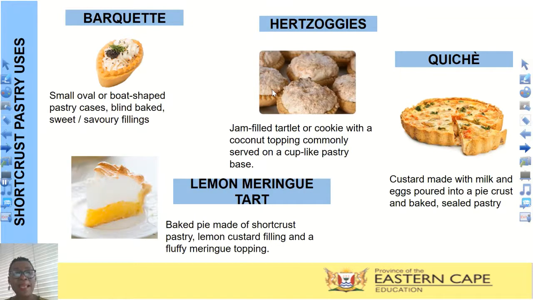Your lemon meringue pie, okay, another commodity that you've probably done in your practical lesson. It is a baked pie that is made out of our short crust pastry. It has got a lemon custard filling. Okay, you can see the lemon custard here. And it is topped with a fluffy meringue topping. Remember, we did desserts in the first term. And a meringue is your stiffly beaten egg whites that have got sugar in it. And you've got your different types of meringues. We will unpack them in our sessions following this one.